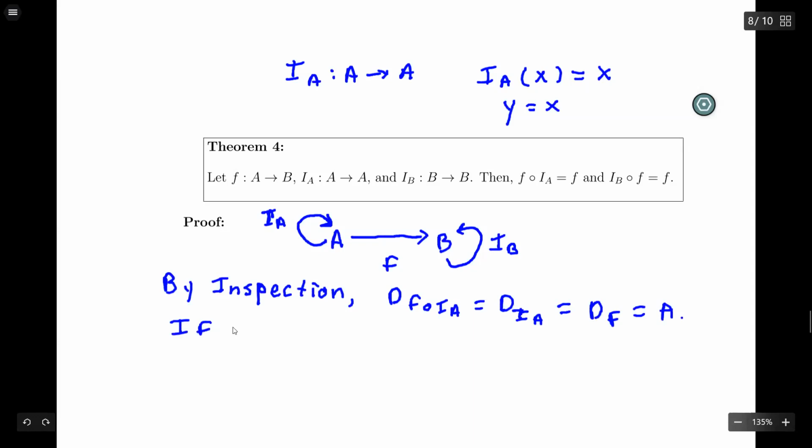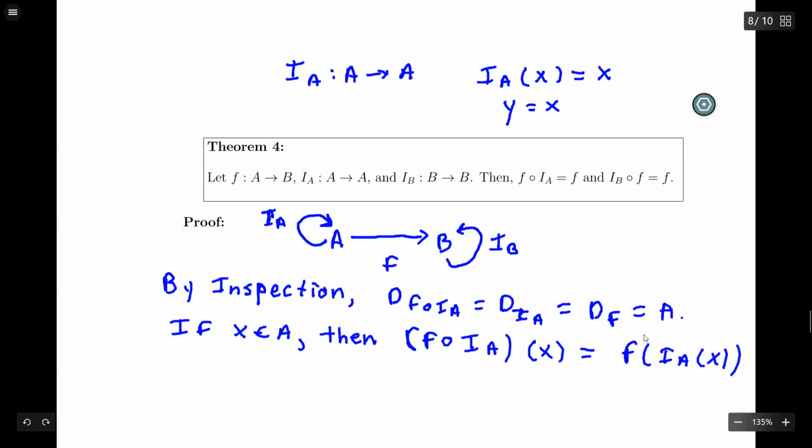So if x is in A, then (f compose I sub A) of x, the evaluation of the composition at x, is equal to f of I sub A of x. But what did I write up here? Well, I said the I sub A evaluated at x is itself x. So that would be equal to f of x.